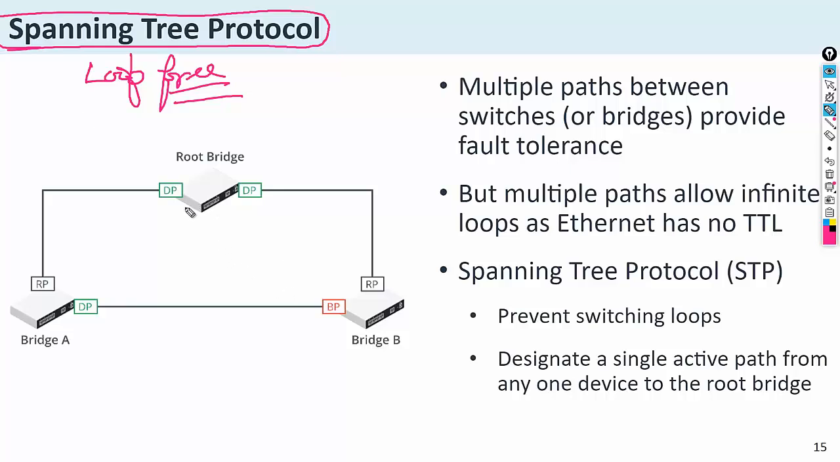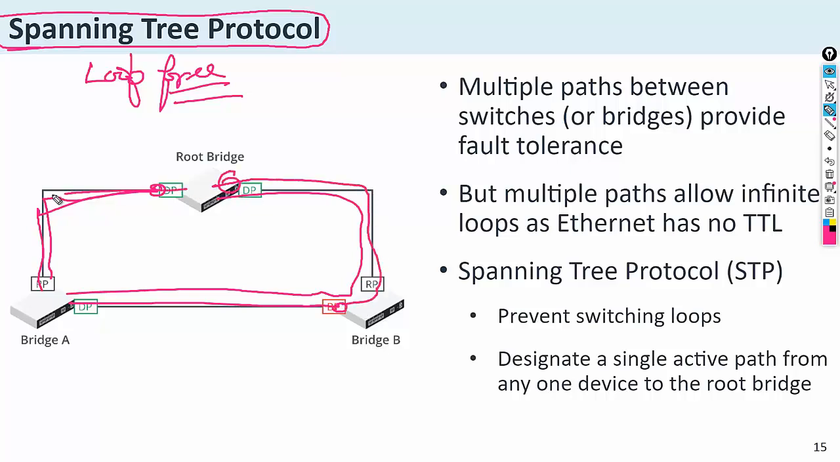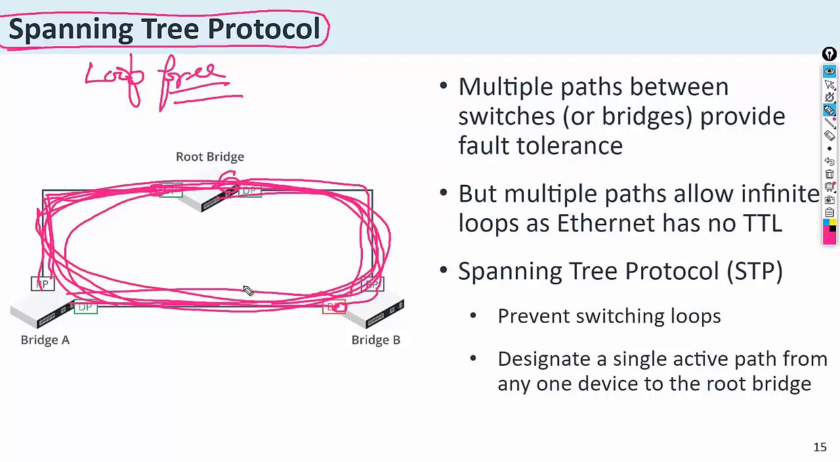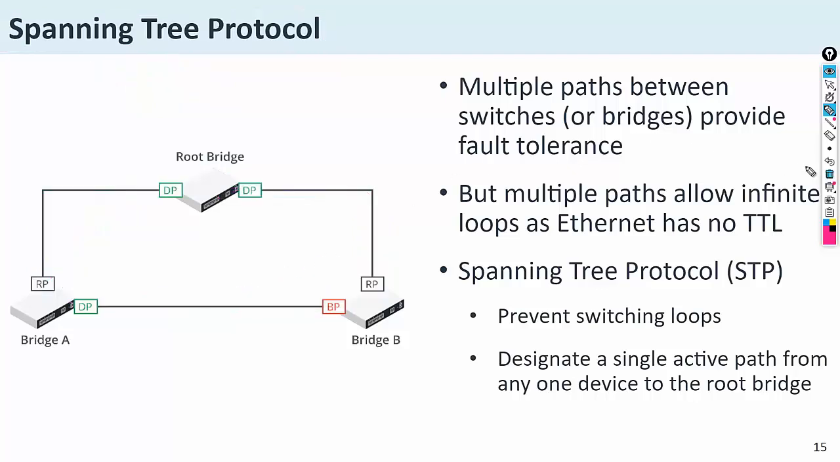Actually, for example, I have connected the switches like this, and this switch broadcasts the data, and this switch broadcasts the data, again this switch broadcasts the data. So what will happen? The loop will be generated. So it is necessary to make the network loop free, and the spanning tree protocol can do it. How? By using one blocked link. One link will be blocked.